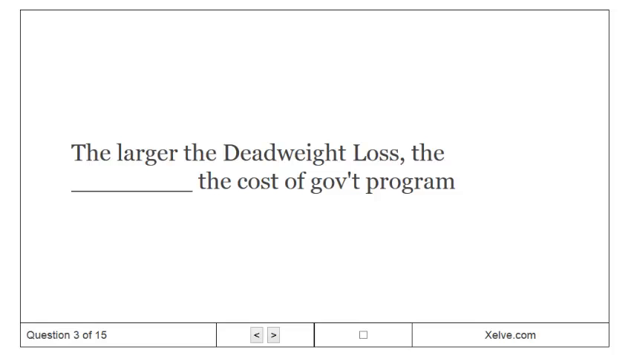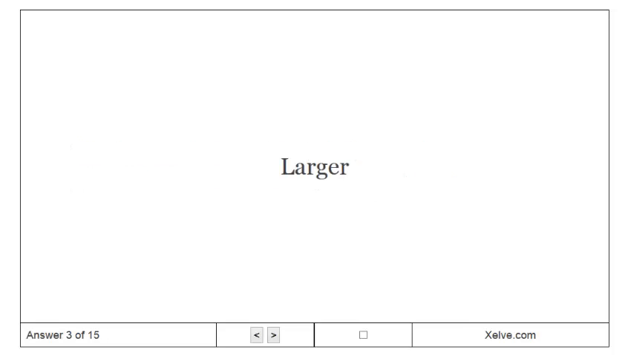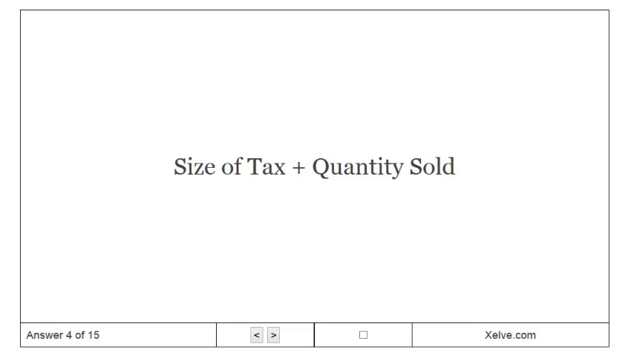The larger the deadweight loss, the blank the cost of the government program? Larger. Tax revenue equals size of tax times quantity sold.